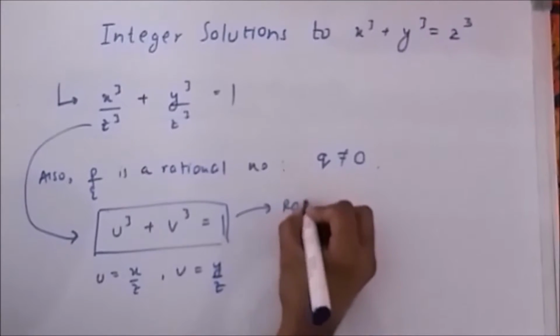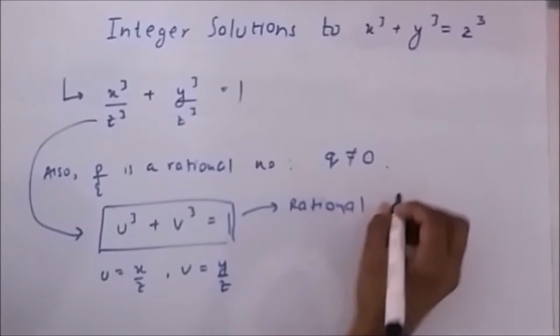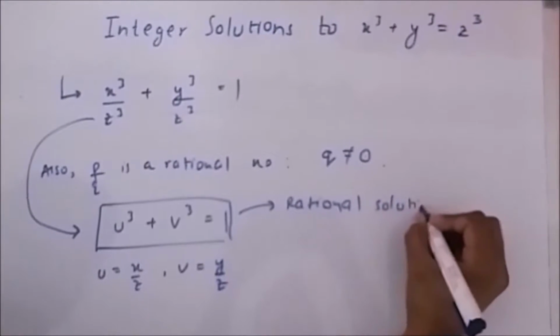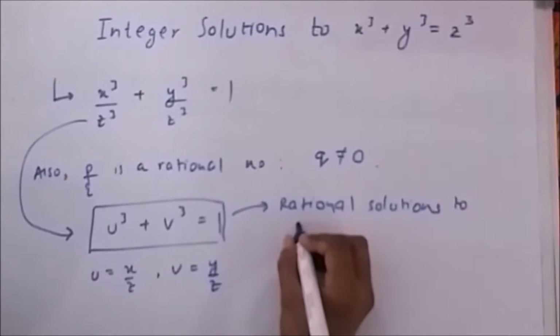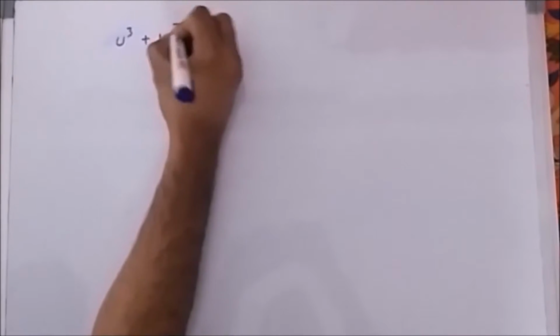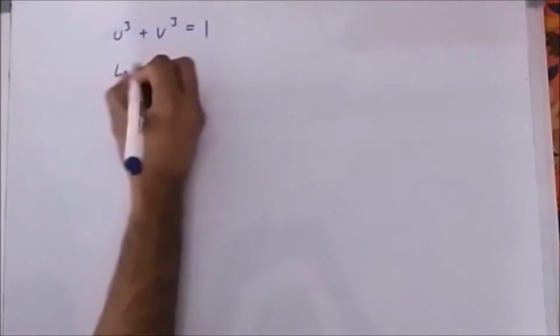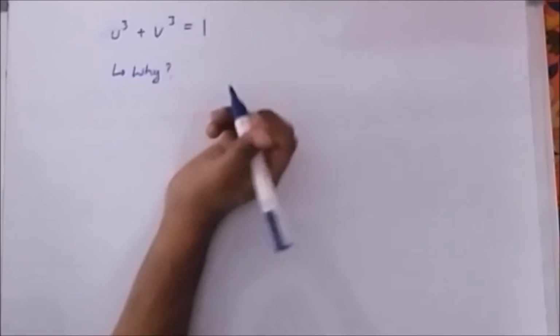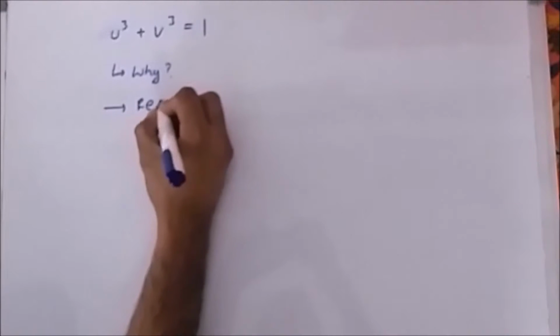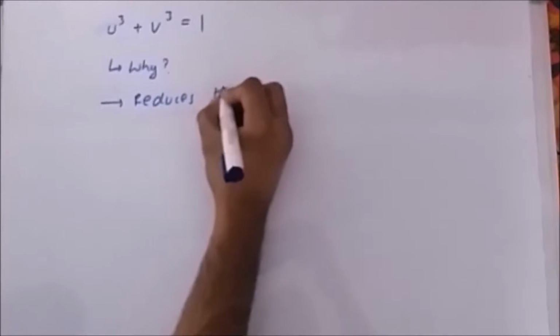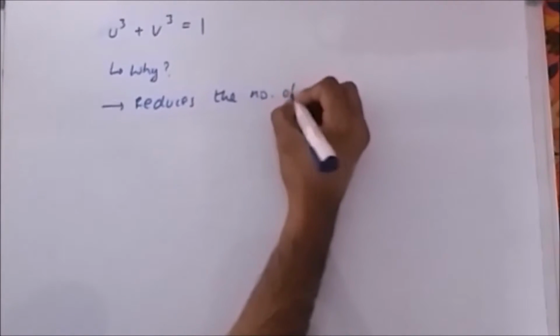So as you can see, these are rational points on a curve. And how do you get the solutions to these? Okay, so now as we all saw, u cube plus v cube is equal to 1, and we wrote this as x cube plus y cube is equal to z cube. And why have we written this?